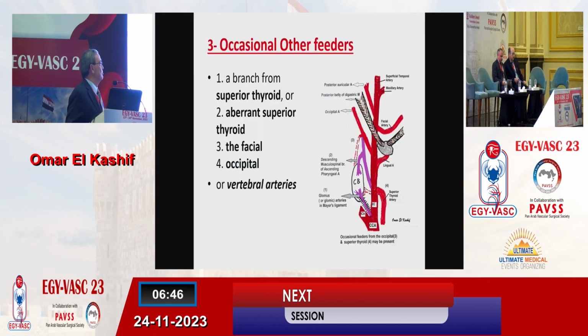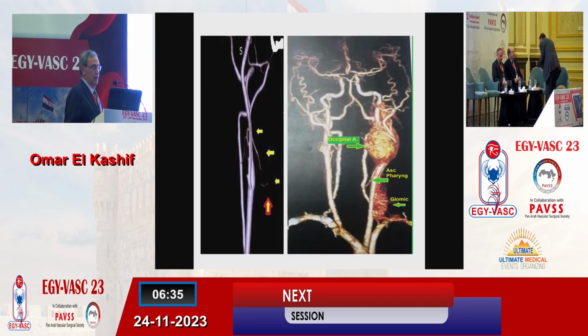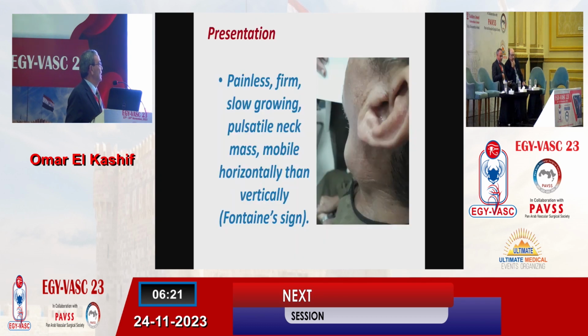Occasionally, there may be branches from the superior thyroid, aberrant thyroid artery, the facial, occipital, and sometimes from the vertebral arteries. In CTA, we can identify the feeders of the carotid body. We have the occipital, the ascending pharyngeal, the descending branch, and the glomic artery as seen.